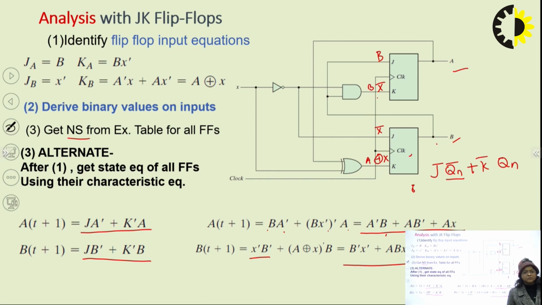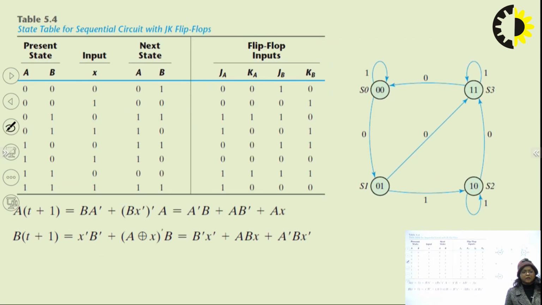Now we formulate the state table where input is X and present state is A and B. So A, B present state, X input, and using this we will calculate the next state, that is A and B, using our equation. So we use all the possible combinations from 0 0 0 to 1 1 1 and calculate the next state A and B using the given equation.